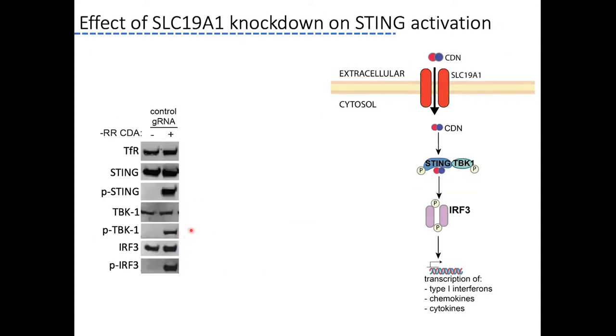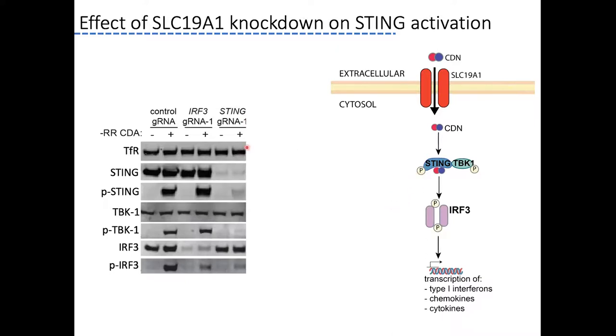So next, we look directly at STING activation itself and also TBK1 and IRF3. So as said, when you stimulate cells with CDNs, you get phosphorylation of STING, which you can nicely see here, TBK1 and also IRF3. When you knock down IRF3, obviously there is no IRF3 or less IRF3 phosphorylation. STING and TBK1 are still being activated because they are upstream of IRF3. When you knock down STING, phosphorylation of STING is lost, obviously, but also of TBK1 and IRF3.